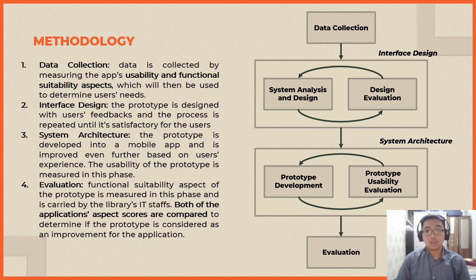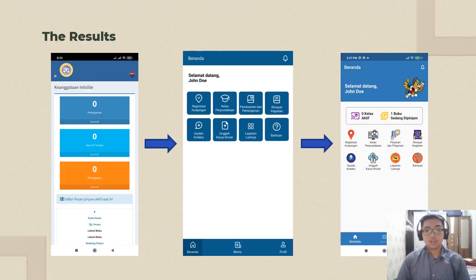Now, the methodology used in this research is similar to user-centered rapid application development. So there are four main stages in this research. The first one is data collection, then the second one is interface design, then system architecture, and then evaluation. It should be noted that interface design and system architecture are iterative side processes. Now the result of this research is a new prototype version of the ILIS.